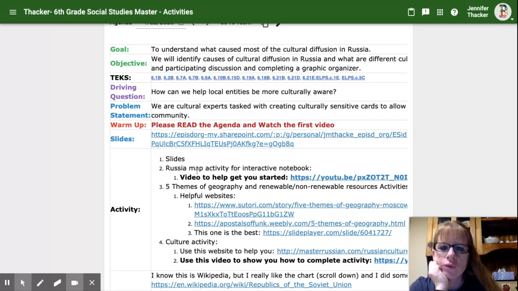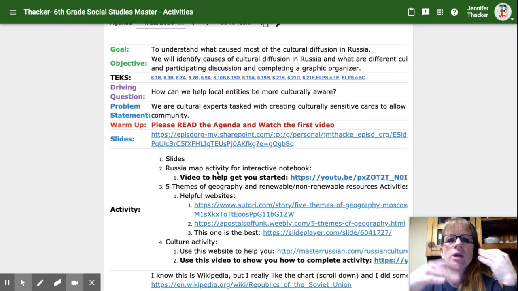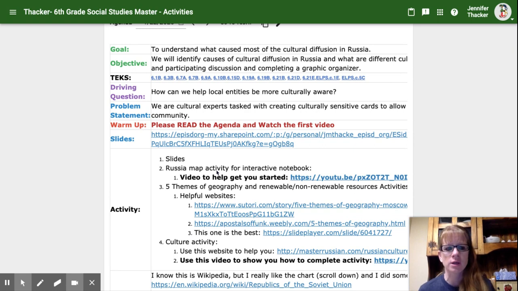Then there is this Russia map activity. I know, another map of Russia. But the geography of Russia is very important for you to understand because it really has an impact on where people in Russia live. And I know we've talked about that for almost every unit, but in Russia more so because of how cold it is in most places and how remote it is. So it really, really does have an impact on where people live.